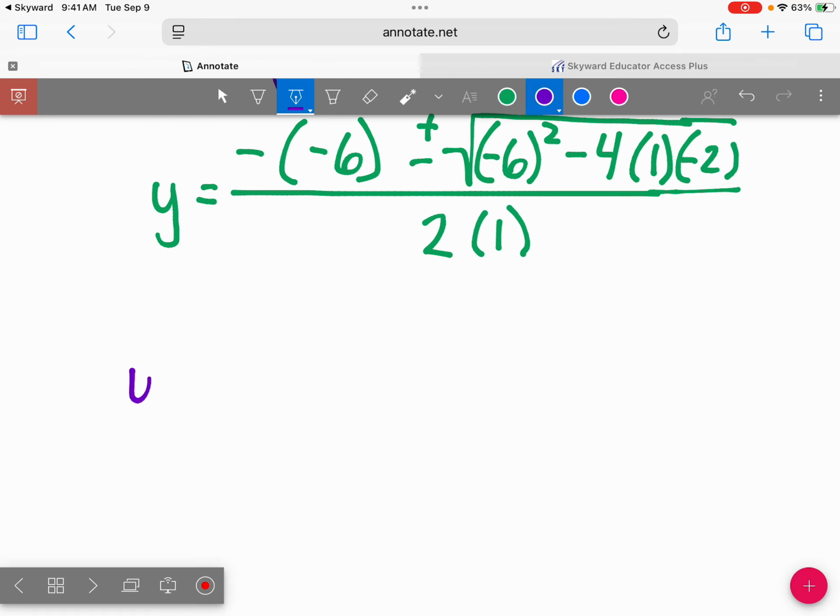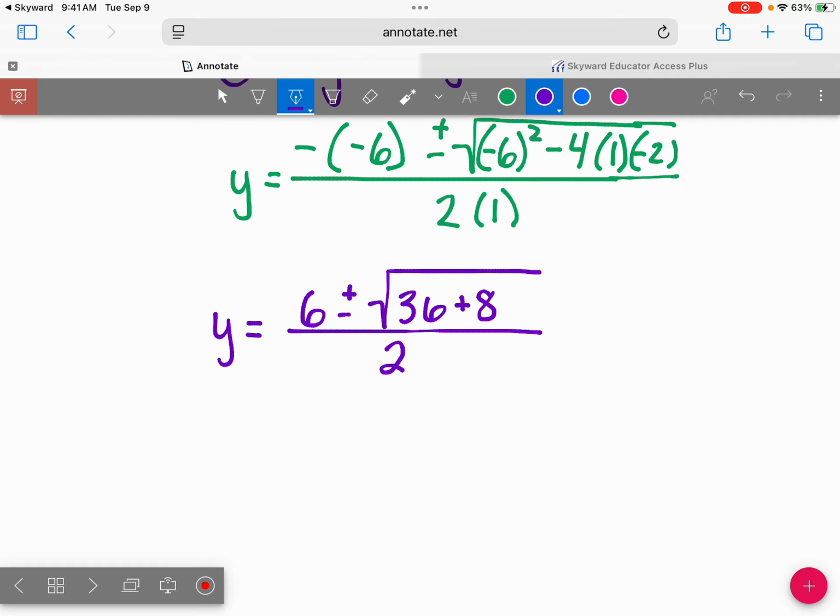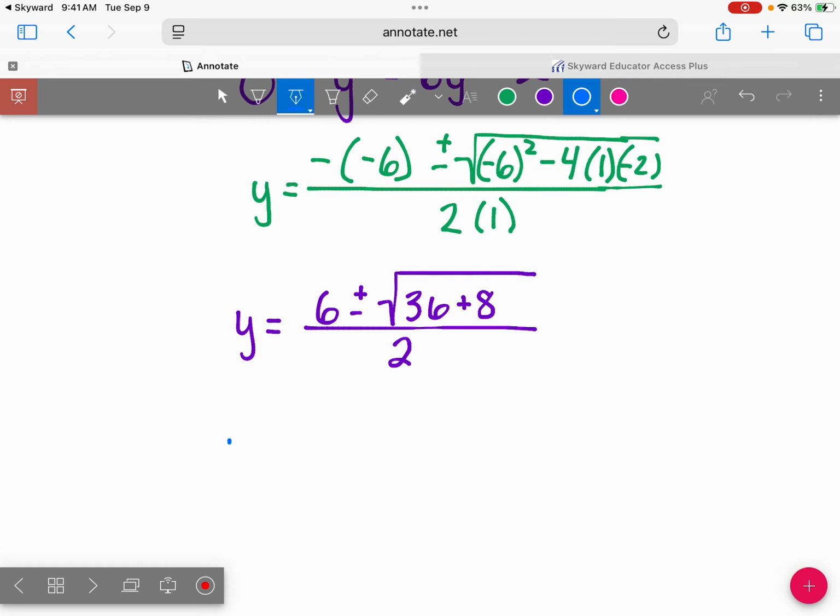So we're going to have that our y equals, opposite of negative 6 is 6. We get plus or minus. 6 squared gives me 36. Minus 4 times 1 times minus 2 gives me a plus 8 over 2. Oh, that's good enough. So then we're going to have our 6 plus or minus the square root of 36 plus 8, 44 over 2. Does square root of 44 simplify?